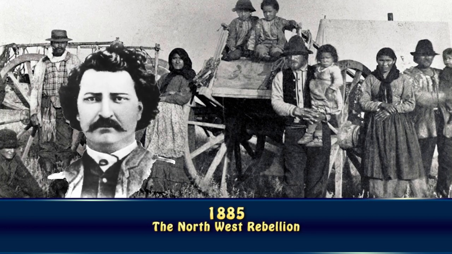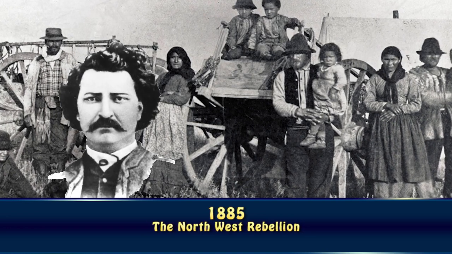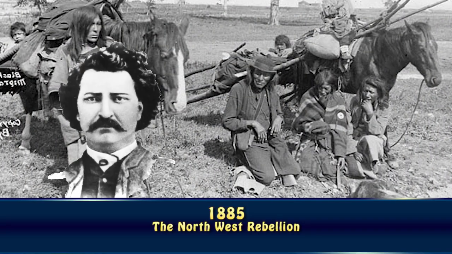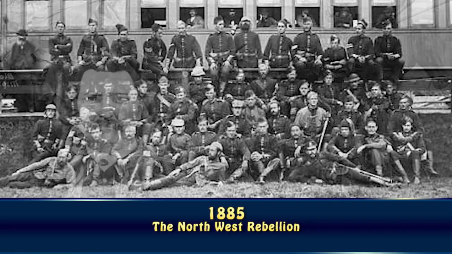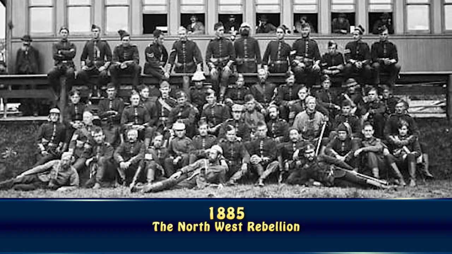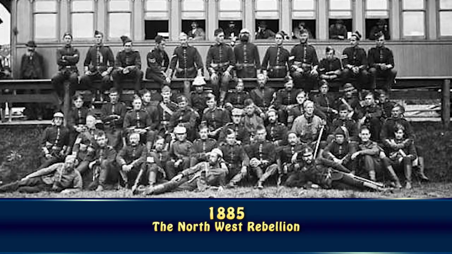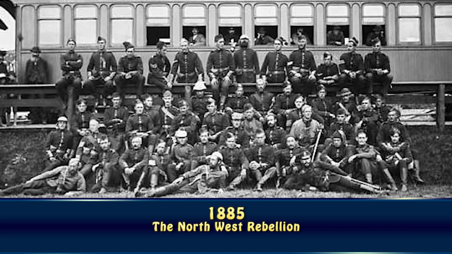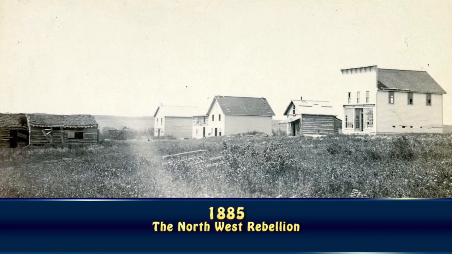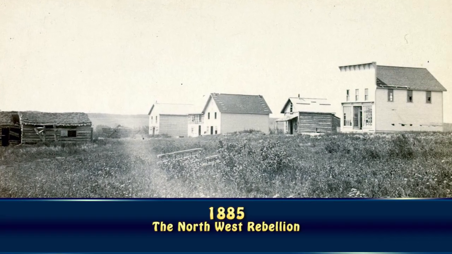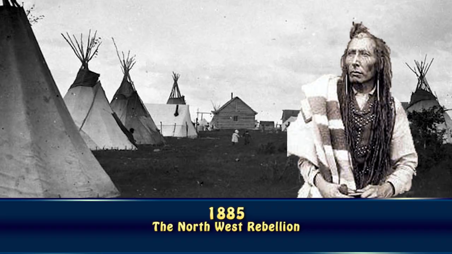Louis Riel leads the Métis and seeks the support of the First Nations over grievances of land ownership and government treaty obligations. The Canadian government declares the Northwest in rebellion. Troops are sent quickly using the Canadian Pacific Railroad to put the rebellion down. Defeated at Batoche, Riel is hanged, Poundmaker jailed.